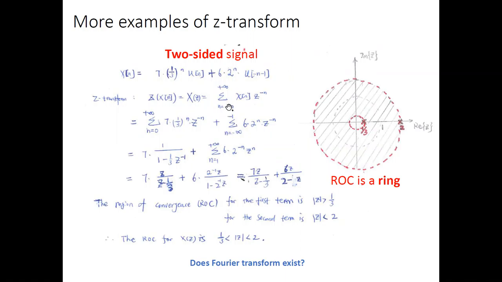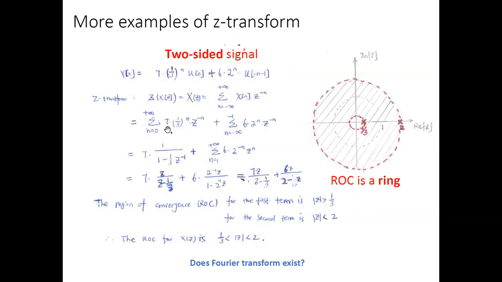Apply the standard formula: X(z) equals the sum of x[n] z to the power minus n, from n equals minus infinity to plus infinity. Now we need to discuss the summation according to different ranges of n. For n from 0 to plus infinity, the second term just disappears, because the second term is a left-sided signal.